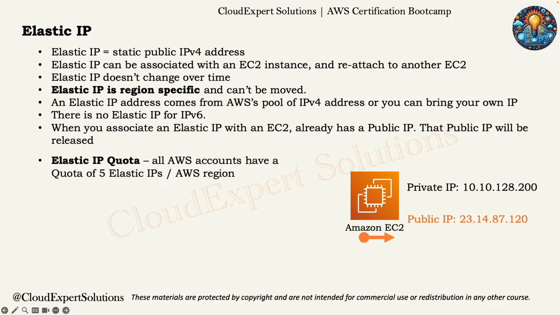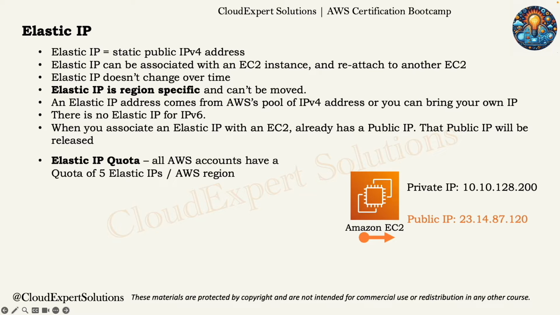By default, all AWS accounts have a quota of 5 Elastic IP addresses per region because public IPv4 internet addresses are very limited, and it is a soft limit. If you need more IPs, you can always request AWS support to increase that limit for your account.